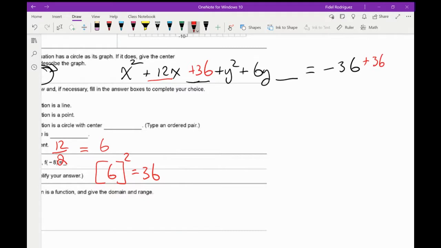Okay. Now, just like we did that with the number in front of the x, I'm going to do that same process all over again, guys, but with the number in front of the y.